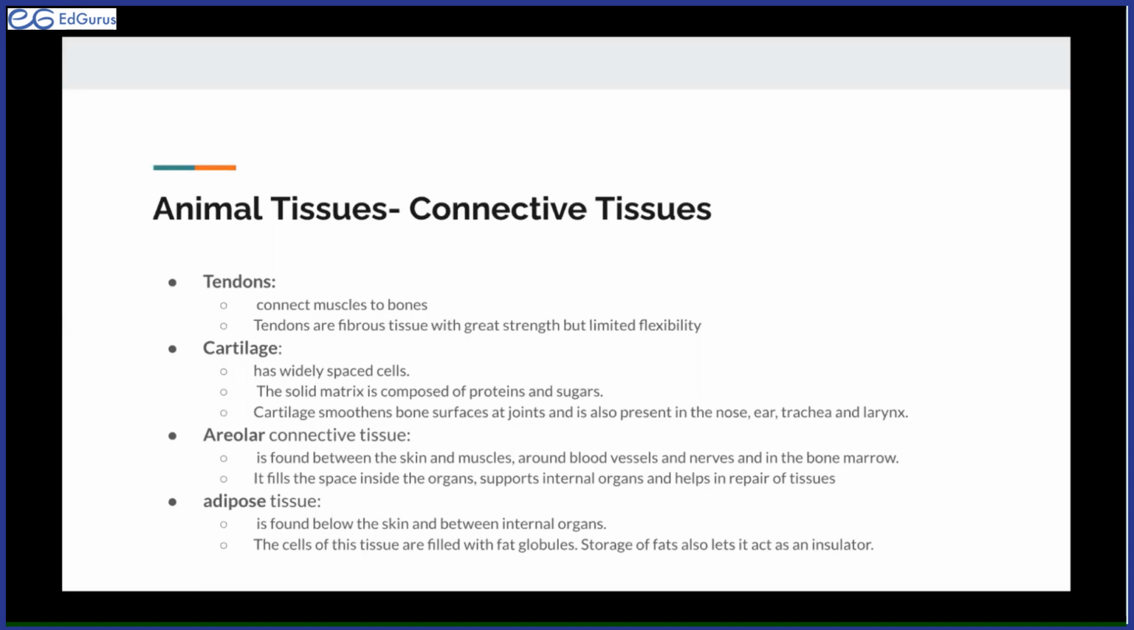Insulate means retain heat, prevent heat from being lost. That is the meaning of insulation. If I have a warm water bottle and I insulate it, this means the water bottle will remain warm. Okay? The heat will not leave the water bottle. So adipose tissue helps with insulation because it contains fat molecules which act as an insulator, which don't let heat leave. And it is found below the skin and between the internal organs.